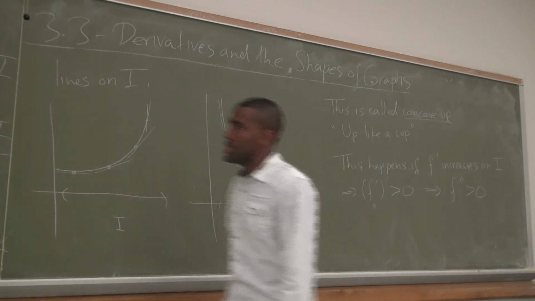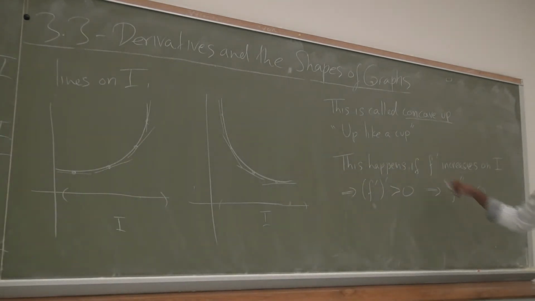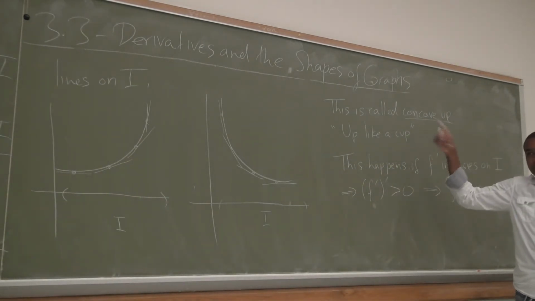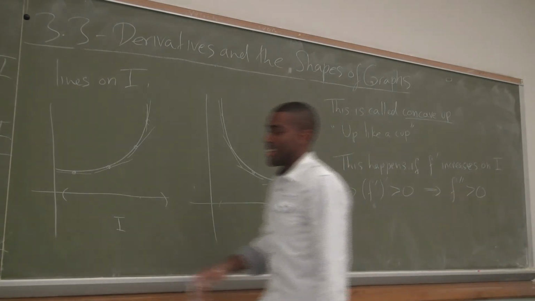Concave down is another thing. And by the way, this is what I meant about positive. Up like a cup, you're up, you're a smiling face, you feel happy, positive. We're all feeling positive, okay? All right, concavity: concave up, second derivative positive.